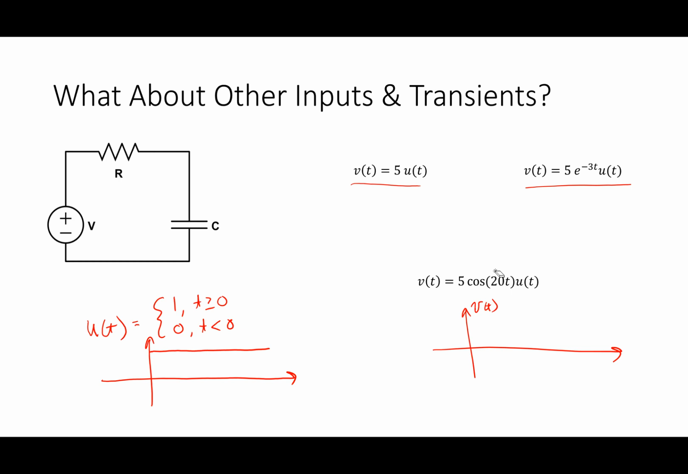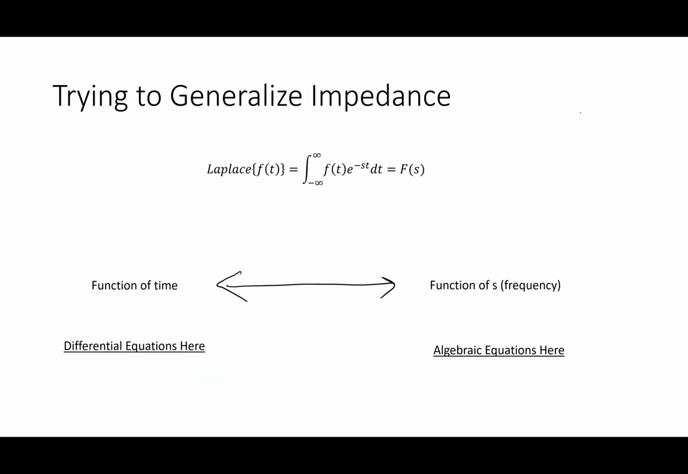Now, what I have here basically is 5 u of t. This is basically thinking of DC circuits. This guy here is classic for what we do with AC circuits. But there's other inputs that we might have, like this guy, an exponential, right? We could have all kinds of different sorts of inputs. I want to be able to handle all of those with something similar to impedance in terms of its easiness of algebra. So the way to approach that is to use the idea of the Laplace transform.